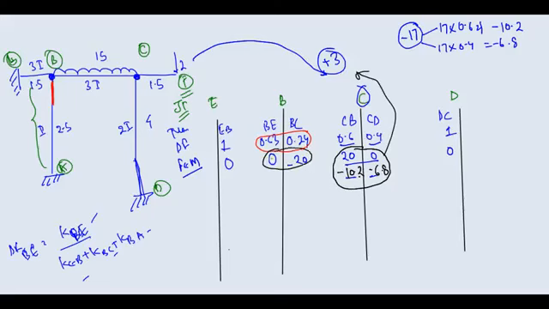B also we can balance simultaneously. It is having minus 20, so I have to provide plus 20. I have to divide it here and here. In what ratio will I divide? I will divide it in the ratio of the distribution factors.